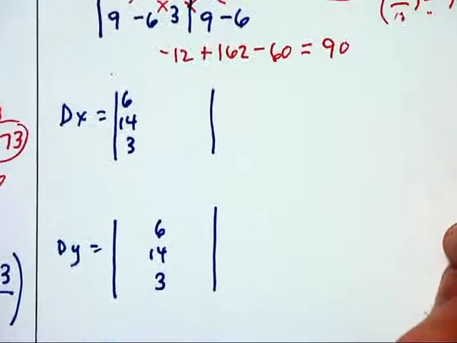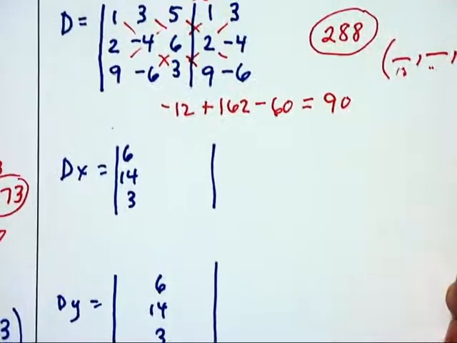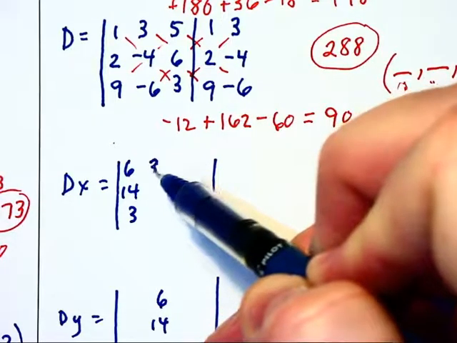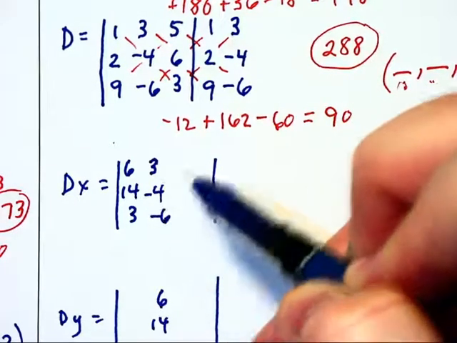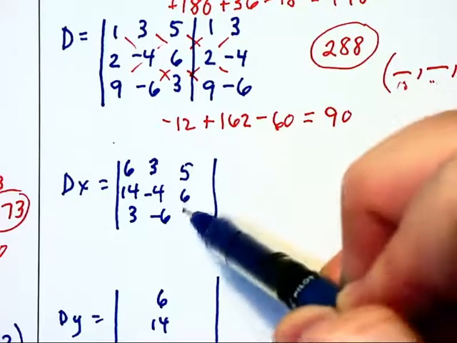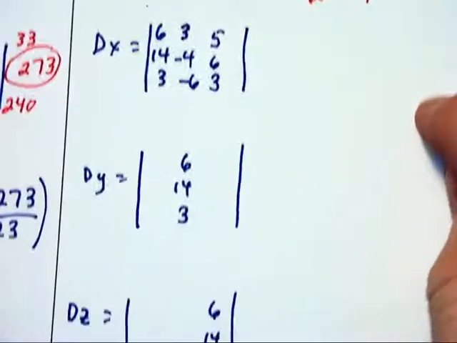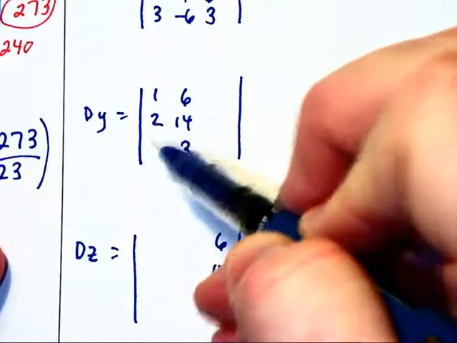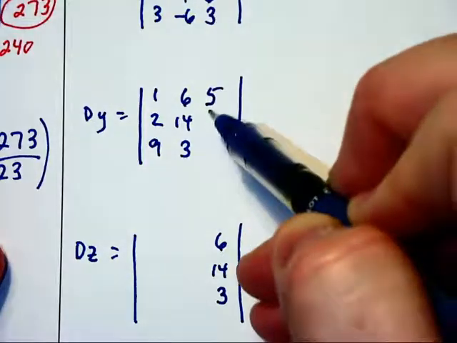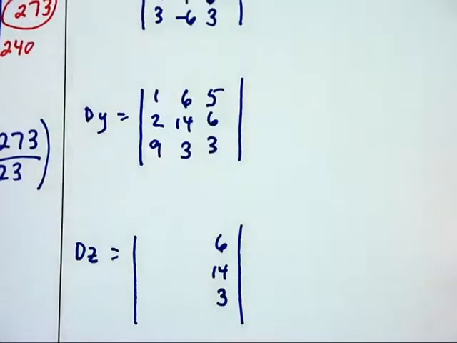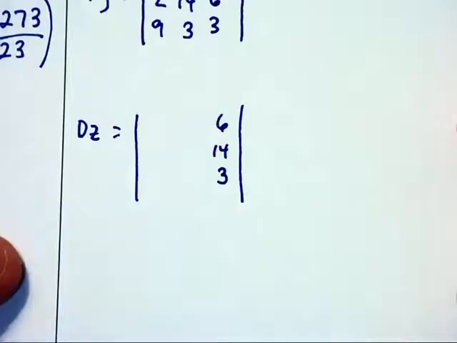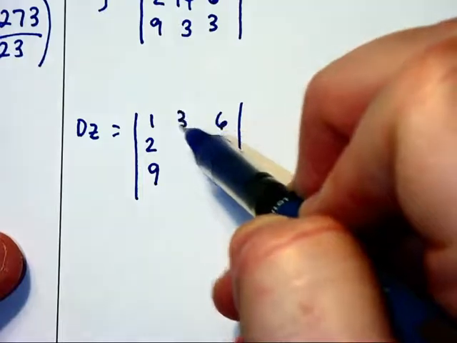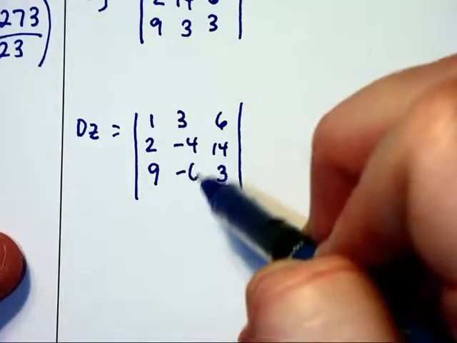Then I go in and fill in the missing numbers. For dx, I'm missing the y and z columns, so I will fill them in 3, -4, -6, 5, 6, and 3 accordingly. And for dy, I'm missing the first and third columns, so 1, 2, 9, 5, 6, 3 accordingly. And please pay very close attention to your signs. You don't want to make any mistakes by missing a sign, because those errors are very difficult to find.